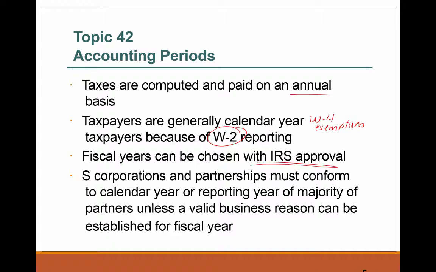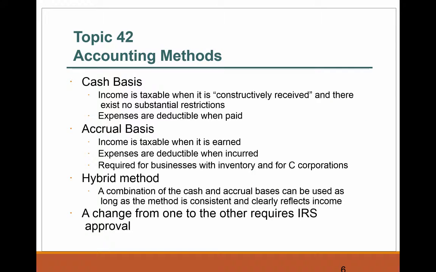But S corporations and partnerships must conform to the calendar year or the reporting year of the majority of the partners, unless there's a valid business reason that they should establish a fiscal year. In my experience, I've usually kept, especially in partnerships and S corporations, the calendar year. It is easier because once you file a 1120S, remember S corporations have a 1120S, and then a K-1 is what passes through to the individual owners or the partners. So you want to make sure that they're all on the same page, and usually if you're all on the same calendar year, it's easier to maintain.